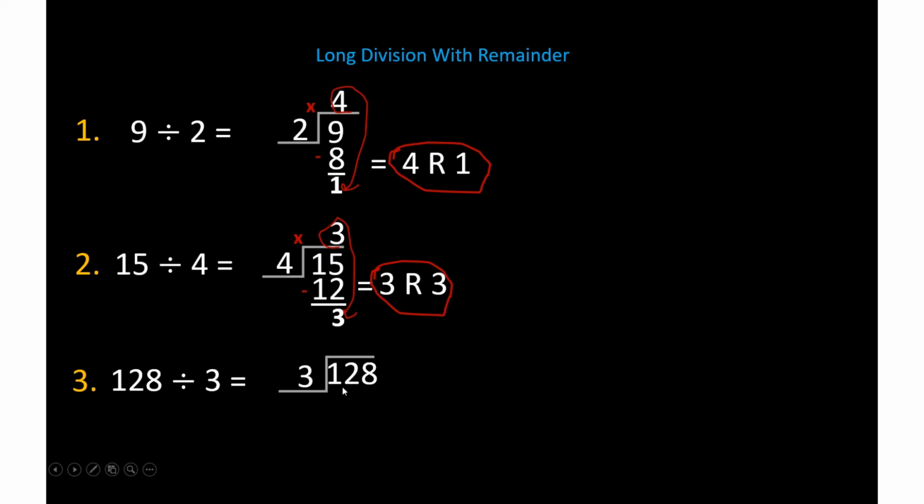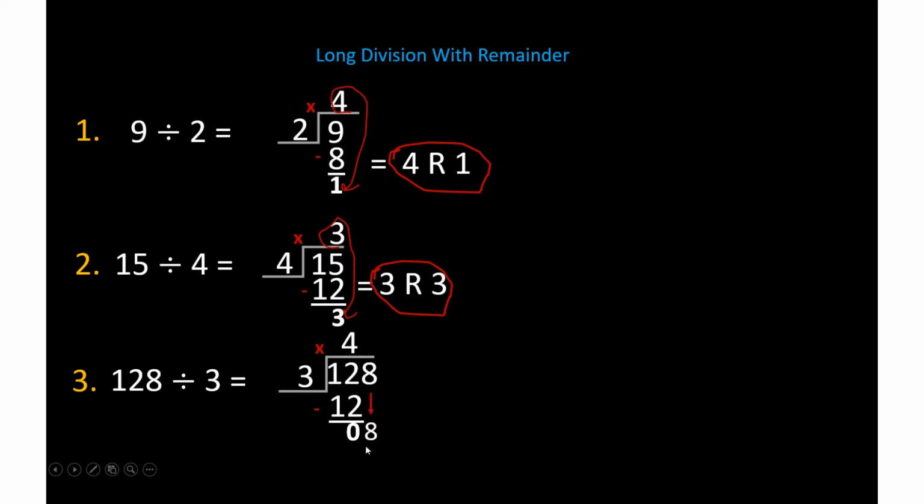How many 3s are there in 12? We see that there are 4 3s. So the 4 3s will sum up to 12. We know that by multiplying 4 times 3, which is 12. Is there any remainder? We subtract. 12 minus 12 is 0. There is no remainder. So, we bring down this 8.